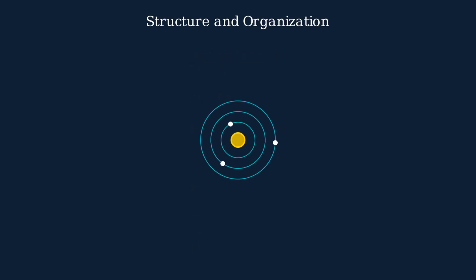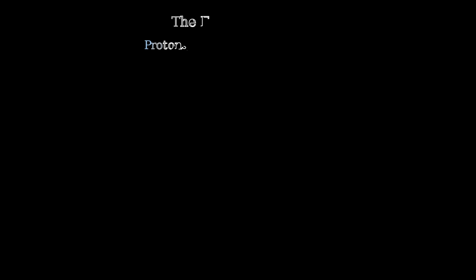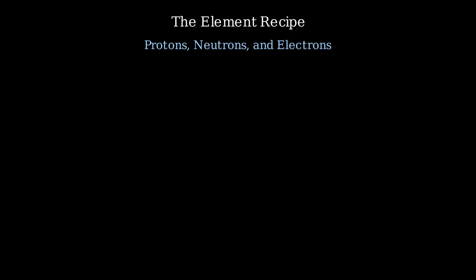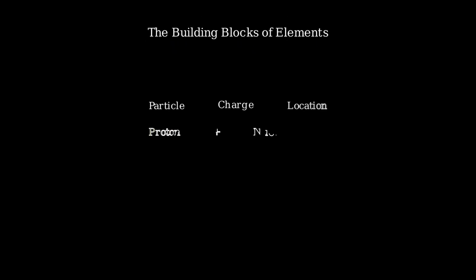To summarize, the periodic table's structure of rows and columns, together with its block organization, directly reflects the quantum mechanical properties of electron orbitals and their filling order. Every element in the periodic table is defined by its unique recipe of subatomic particles. Let's explore the 3 fundamental building blocks of atoms: protons, neutrons, and electrons.